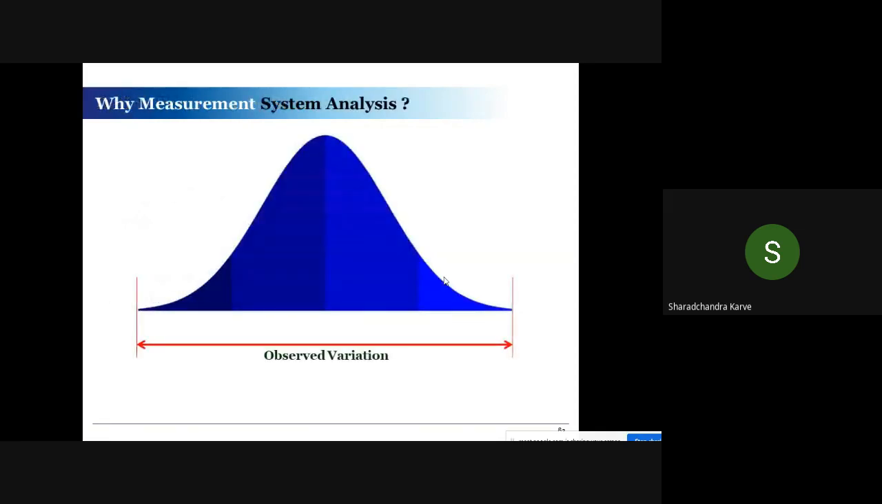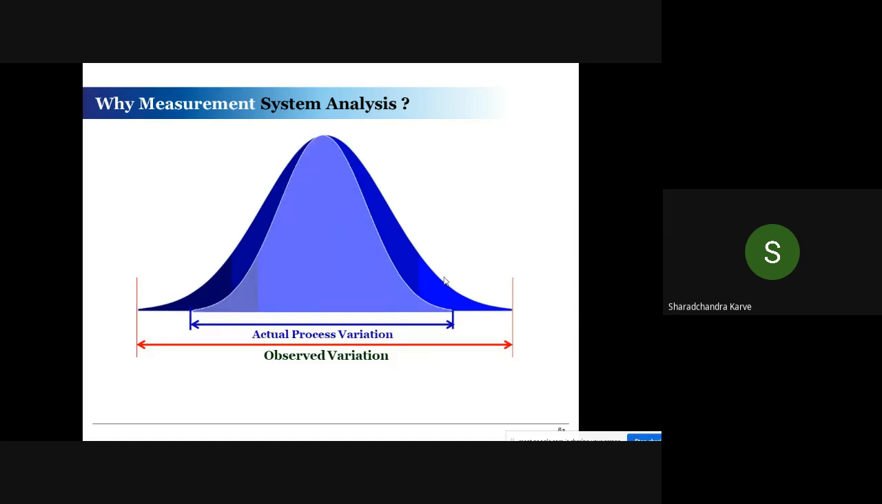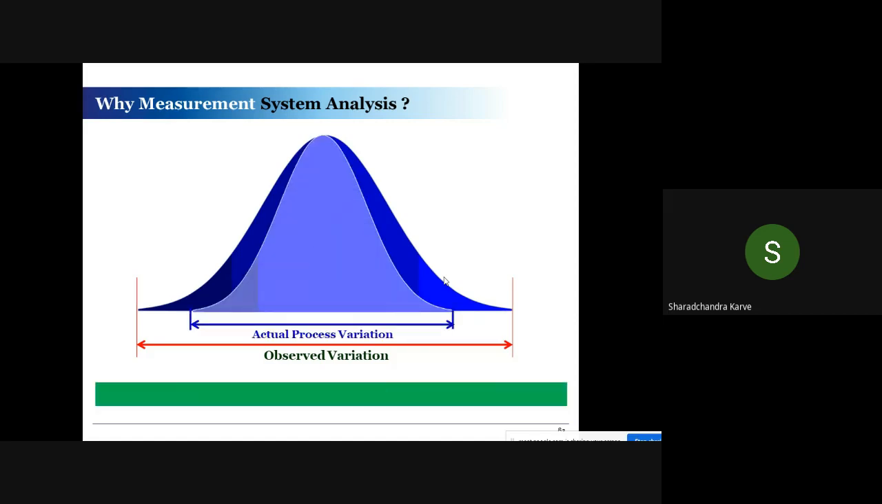So why is measurement system analysis required? When we talk about any variation, we talk about the observed variation in the process. Now it is very important to understand how much is the actual process variation. Actual process variation is equal to observed variation minus measurement system variation.